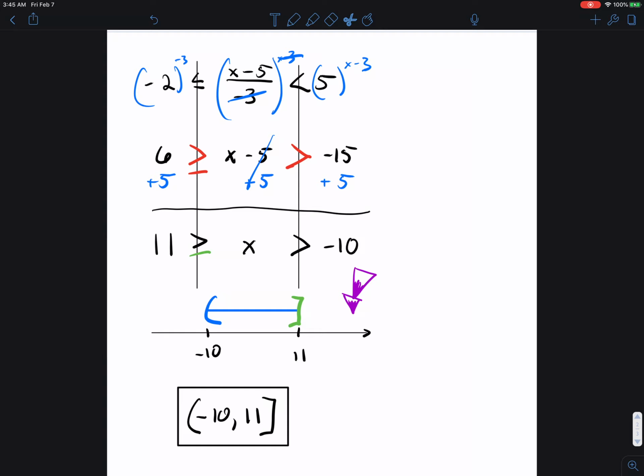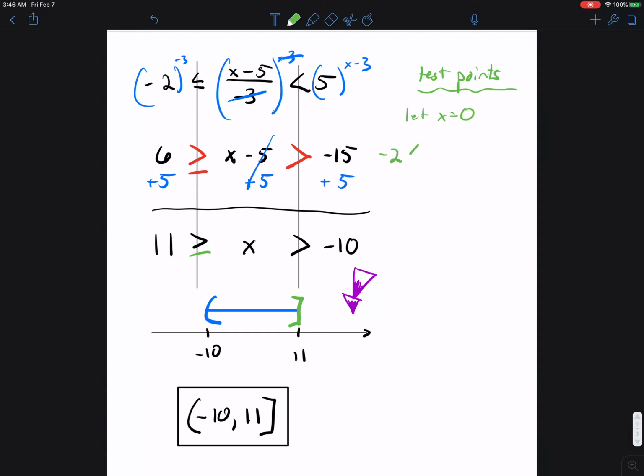Okay, so with something like this, to me, the easiest number to choose would be 0, because 0 is between negative 10 and 11. So let's just check a few points. We're going to choose a few test points. So if we plug in 0, let's just test 0. I'm going to say let x be 0.